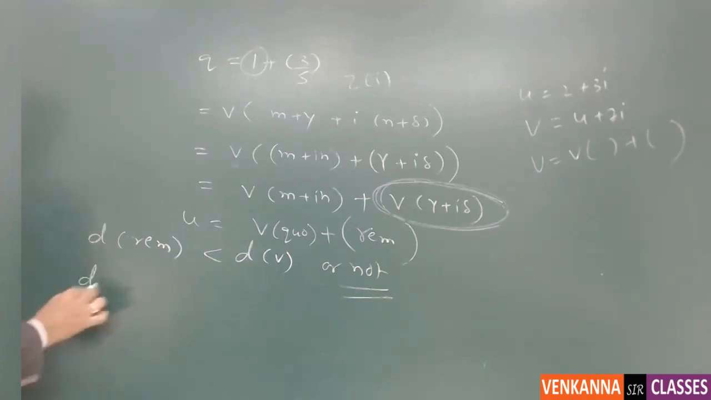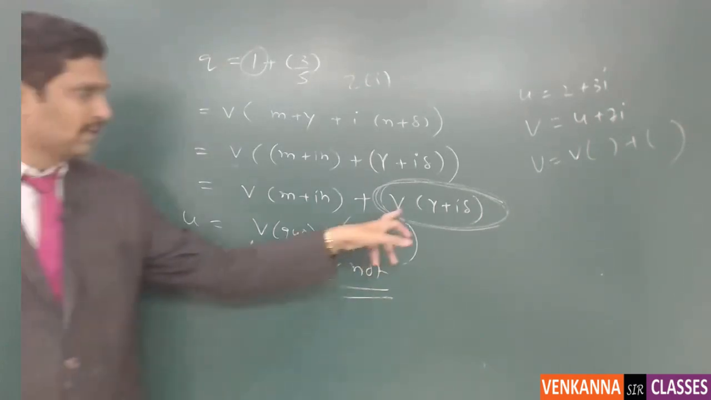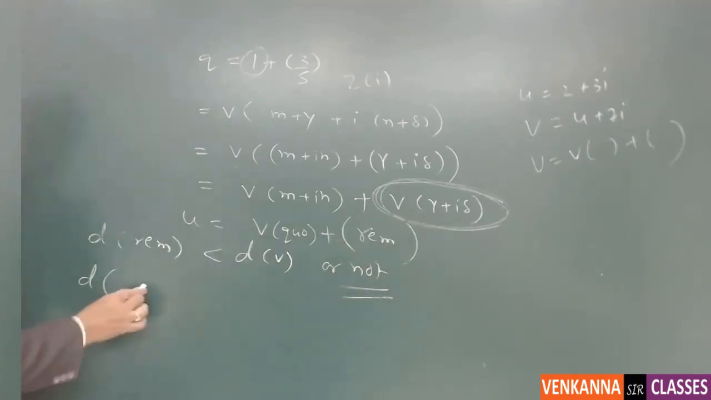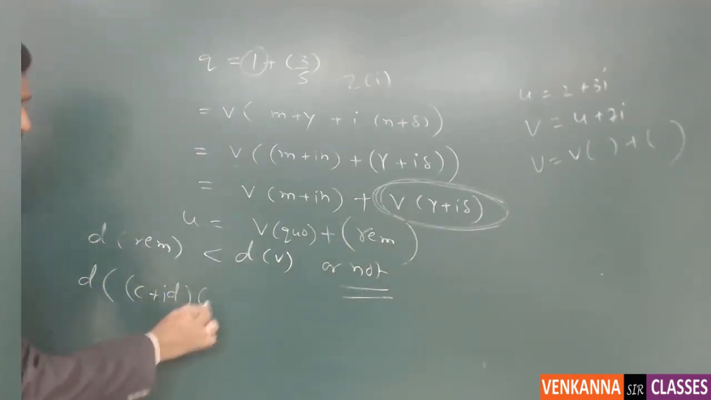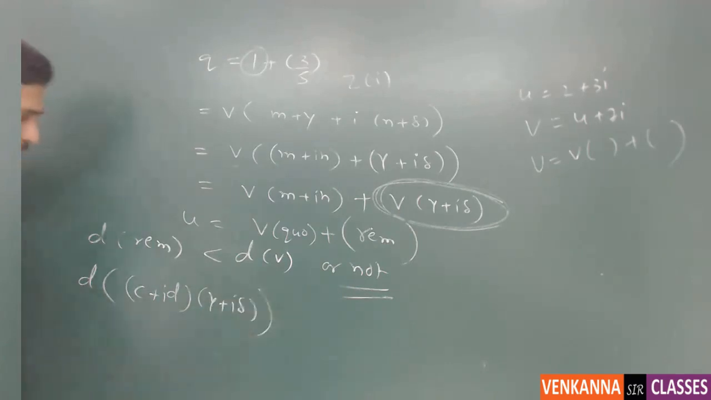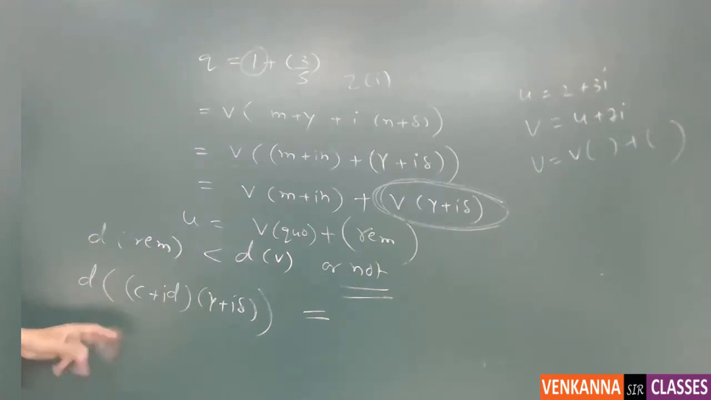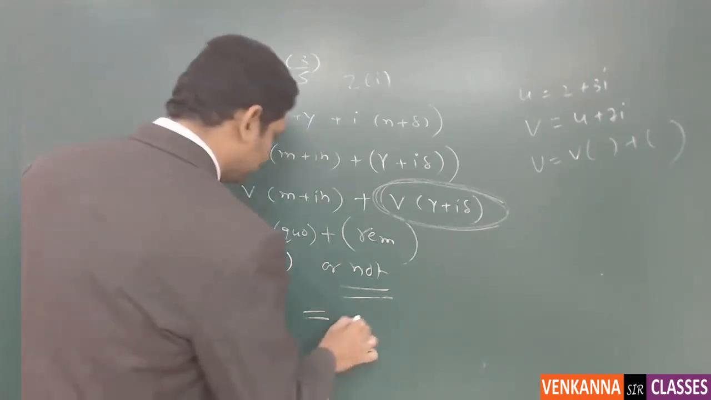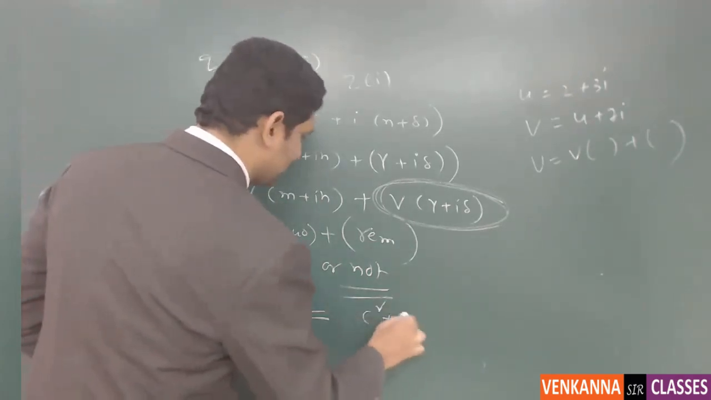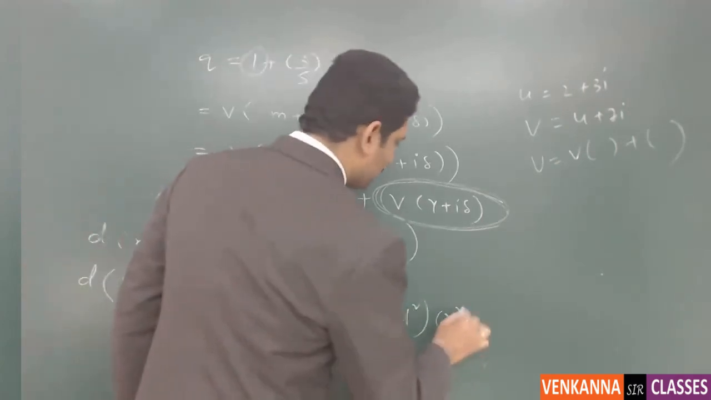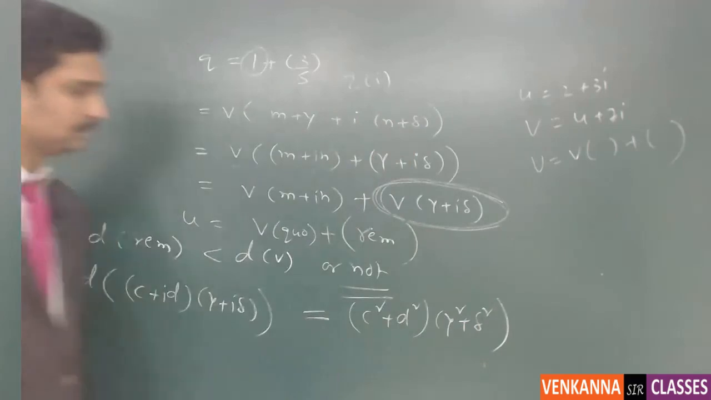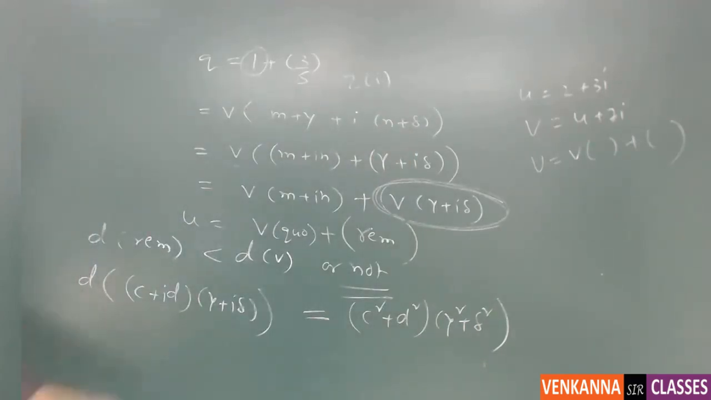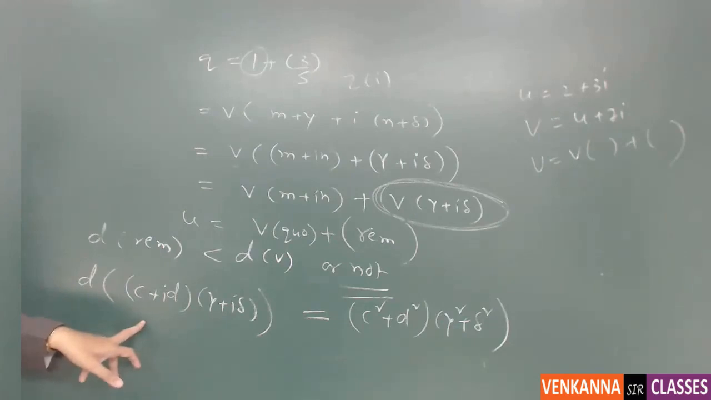So here, this is the part of the remainder. v is nothing but c plus id, and this is gamma plus i delta. So if you consider the d of remainder, as we know, whenever this type of notation is there, you can do the multiplication: it is nothing but (c square plus d square) into (gamma square plus delta square). We have already verified that whenever you multiply two numbers of this form, this will be the result.